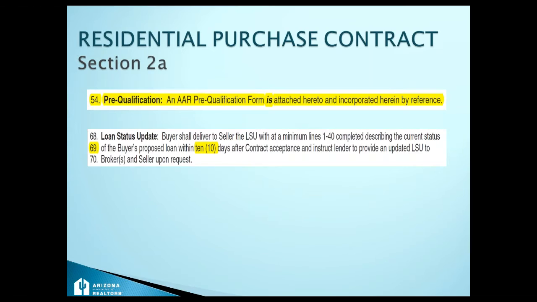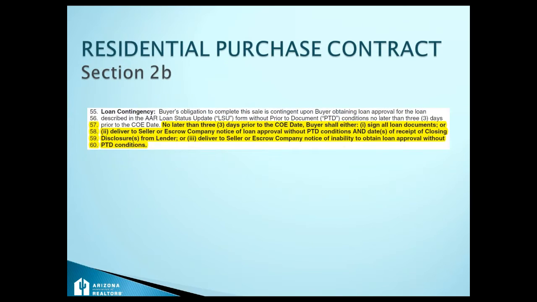Next, looking at the loan status update. The loan status update is now within 10 days. The prior contract said 5, so it does push it out a little bit. This becomes a curable event. We'll talk about curable events when we get into the critical date list. But it does give the seller the opportunity to see if the buyer is making progress in the loan application. So that's what happens with that situation.